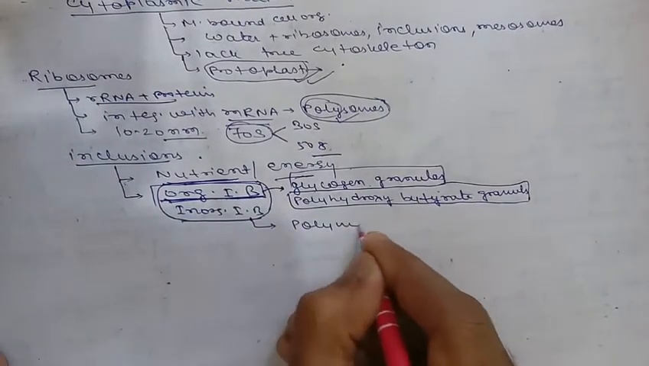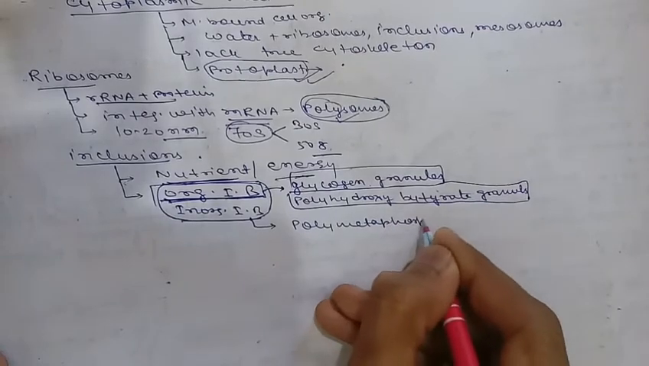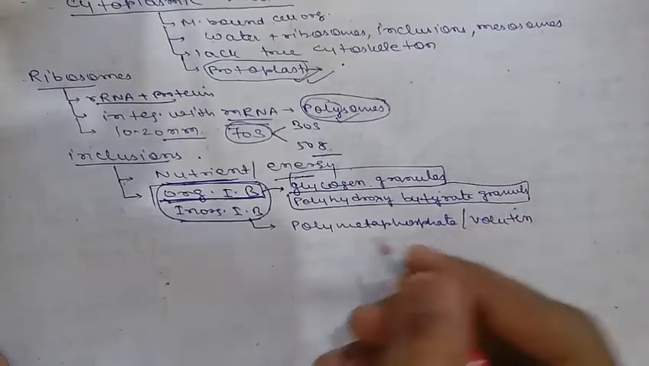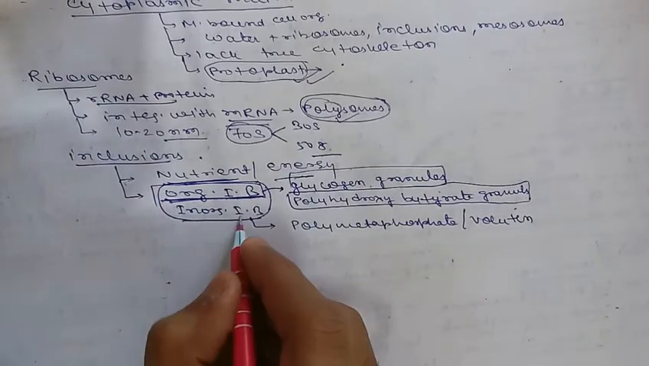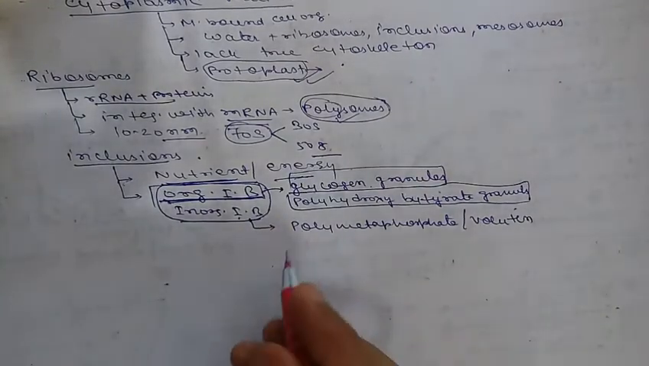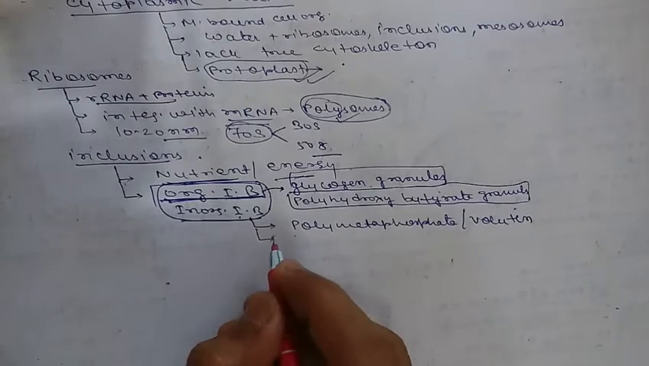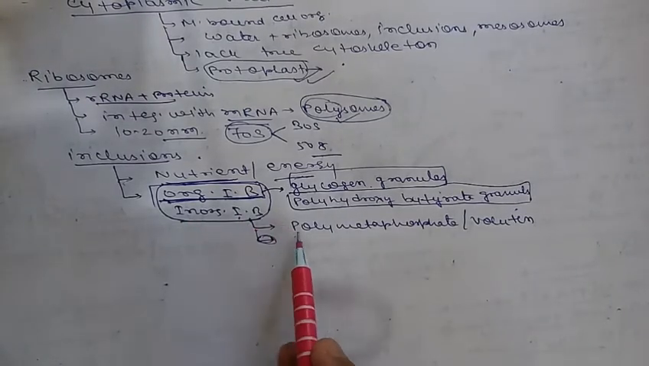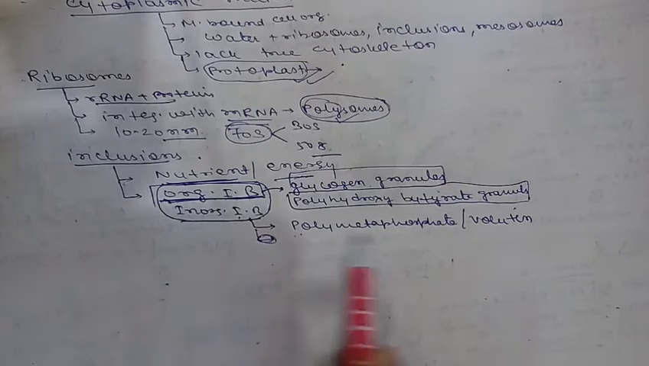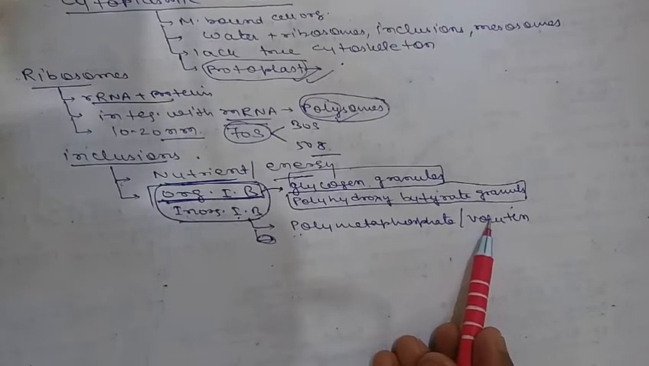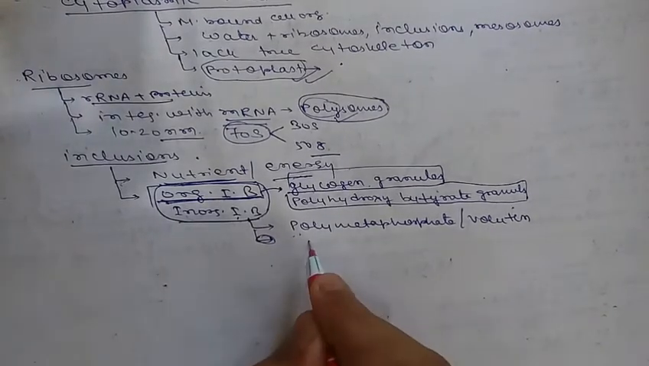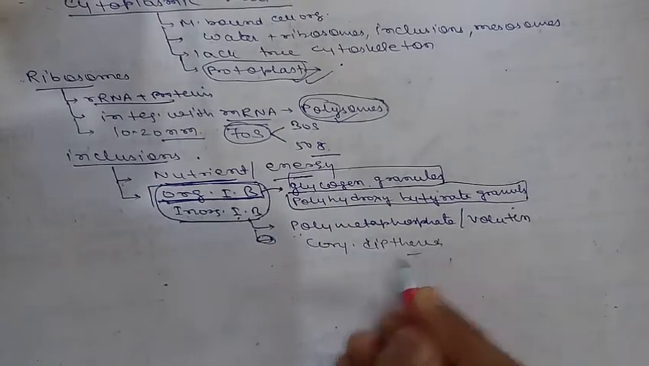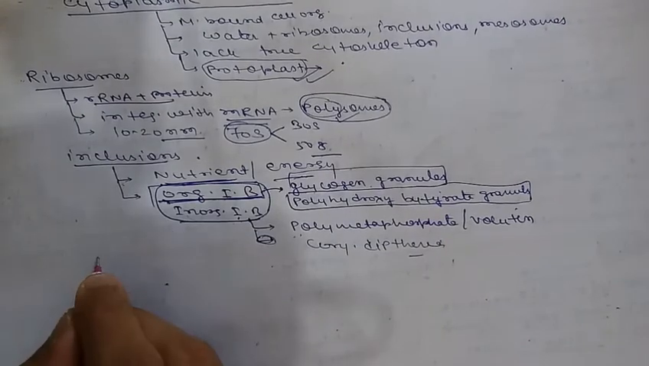While the inorganic inclusion body includes polymetaphosphate, or volutin, or metachromatic granules. This type of granule will be found in the inorganic inclusion body. One more important point: this inorganic inclusion body, containing polymetaphosphate, volutin or metachromatic granules, is found in certain bacteria such as Corynebacterium diphtheriae. So that is all about inclusion bodies.